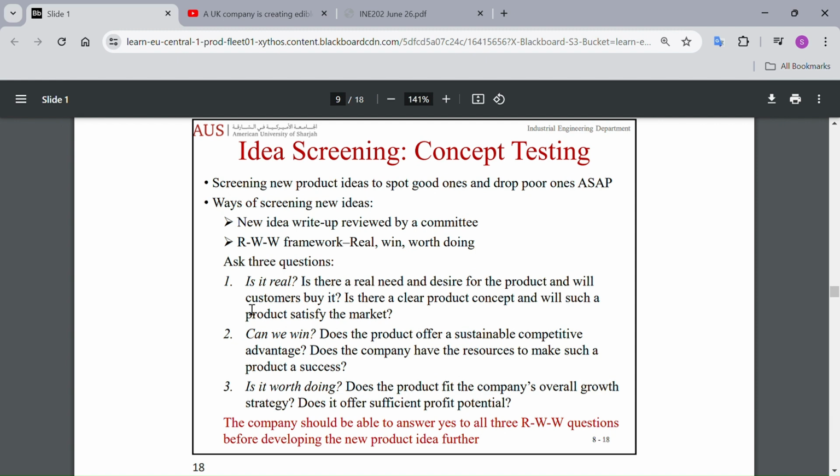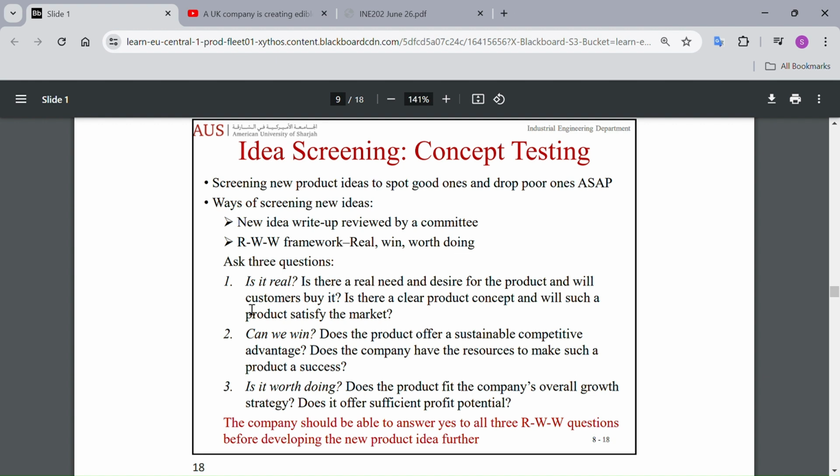Is it real? Can this product really be produced? For our smart bottle example, is this product real? Can it be really produced? Can we calculate the amount of calories or the amount of water in a bottle? Maybe it could be possible. And also, are the customers willing to buy it, even if it's feasible? Will the customer be willing to buy it?